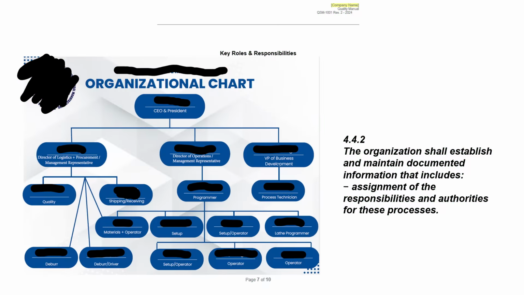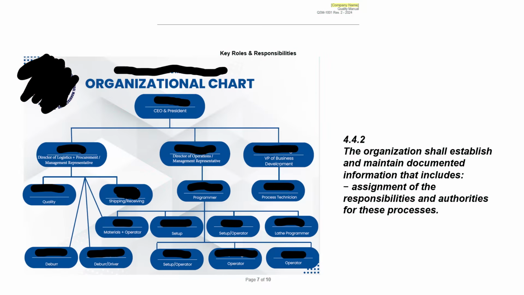In this example, you see we have the members of the organization all the way from the president down to production related positions. We have the president, and people that report to the president, such as, in this case, a director of operations, who is also the management rep. We have the vice president of business development, and then the director of logistics and procurement, who is also a management representative. Then as we go down further, we've got quality, an individual responsible for shipping and receiving, the programmer, and a process technician.